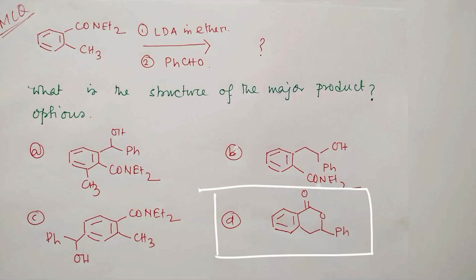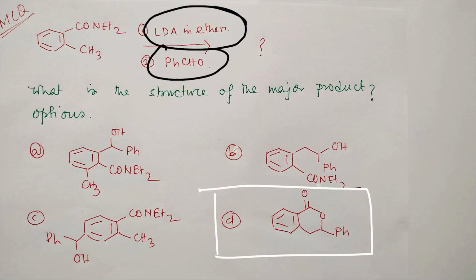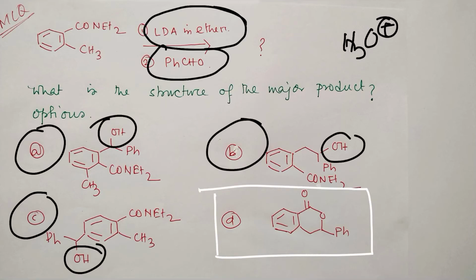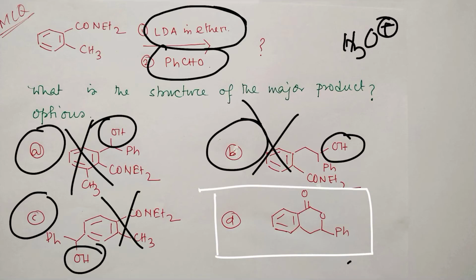Do we have any smart technique? I believe I have. If you don't know everything, based on your common sense you can get the answer. See, in the first stage we have used LDA in ether, actually we have to say dry ether, and in the second step benzaldehyde. Did I mention any workup or H3O plus like that? So we shouldn't have OH, we should have O minus. See, option A, option B, and option C. In these 3 cases I have mentioned OH. So is it possible? Based on simple common sense you can eliminate these options. So what is left? This. So this is your answer.